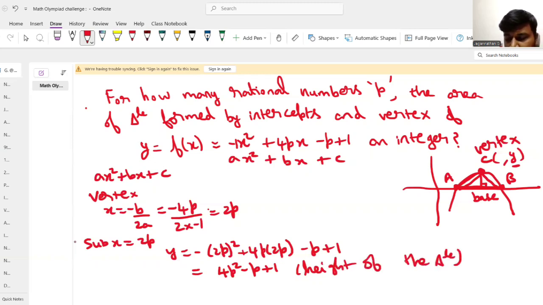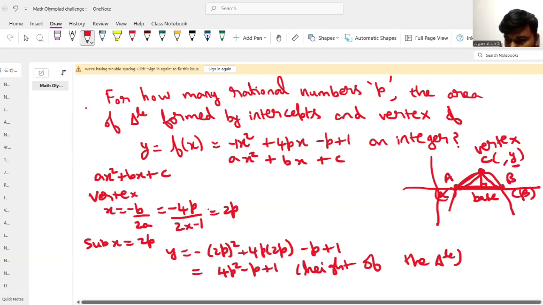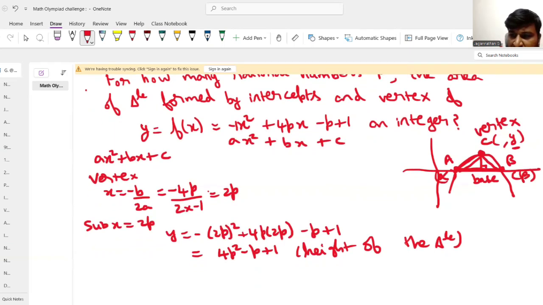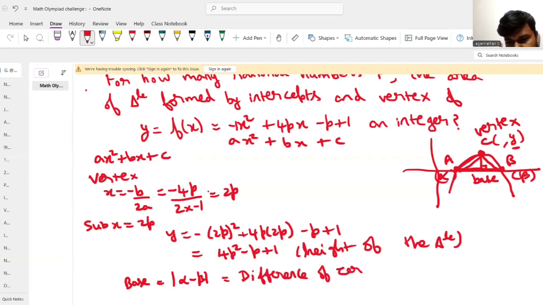Now, talking about A to B being your base. This is a root of your quadratic, alpha, and this is the other root, beta. The difference between alpha and beta will give you the base, isn't it? So the base is going to be mod of alpha minus beta. I can call this the formula of DOZ, the difference of zeros. The difference of zeros of my quadratic will be nothing but my value for the base.